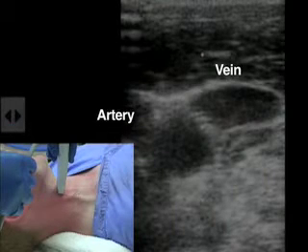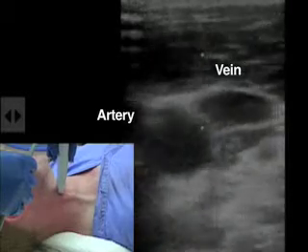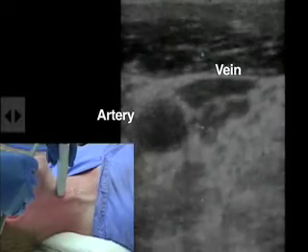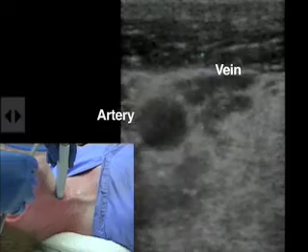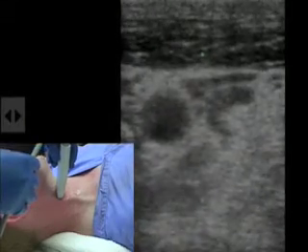The vein and artery are identified on the image as circular and black. The vein is identified by applying gentle pressure with the probe. The non-muscular vein will collapse easily, whereas the artery will remain relatively circular.